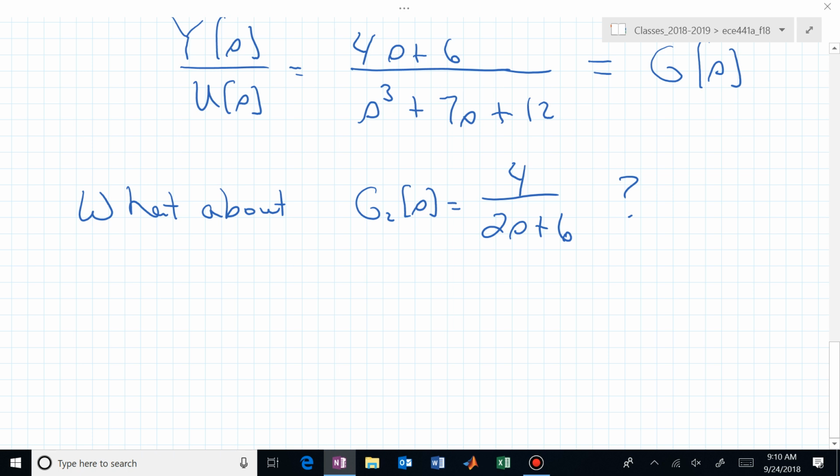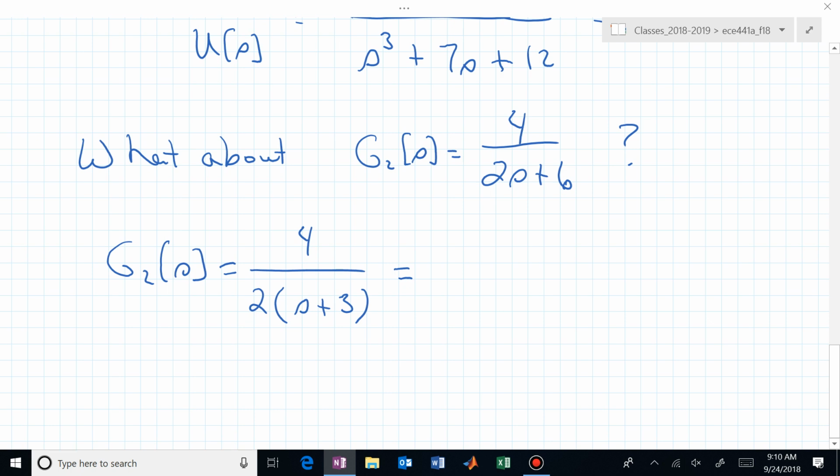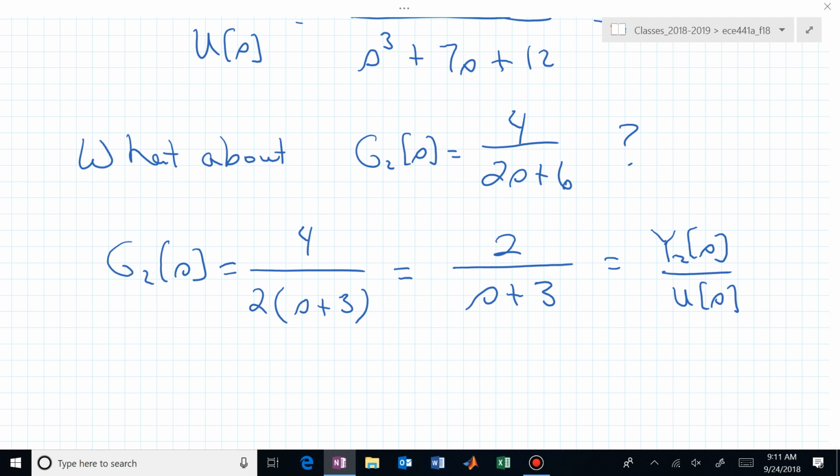And we could do that pretty quickly. We can say, okay, let's say now we have 4. Let me factor out the 2. And I haven't changed anything. I can now divide that 2 into the 4. And I now have 2 over s plus 3. And that's now still, well, we could call it y sub 2 if you're uncomfortable with overloading the y and the u expressions, but here is y sub 2 over u.